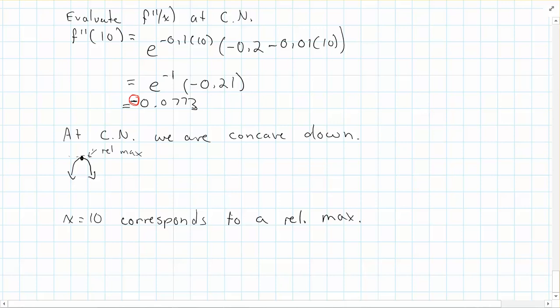Alright, so this marks the end of section 4.2. There's a lot of information in 4.2. We had increasing and decreasing, concave up, concave down, the first derivative test, and the second derivative test. I hope to be back on Friday, but check your email in case I'm not.